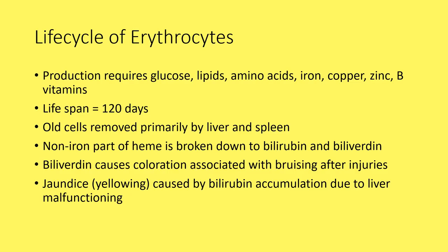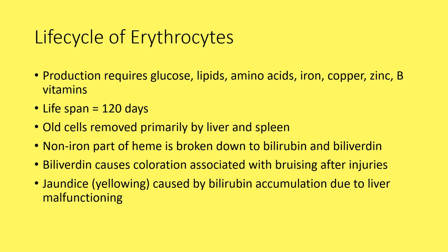So in terms of the life cycle, the production of erythrocytes is going to require glucose, lipids, amino acids, iron, copper, zinc, and B vitamins. Its lifespan is about 120 days. Old cells are usually removed by the liver and the spleen. They'll be broken down, and it reuses what it can. The non-iron part of that heme is broken down to bilirubin and biliverdin.